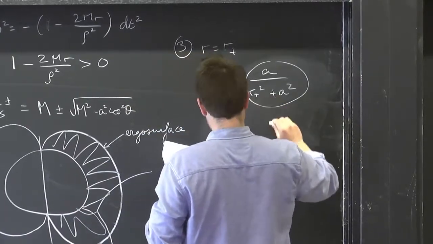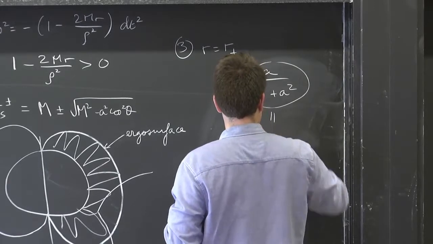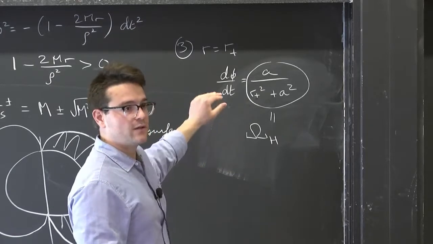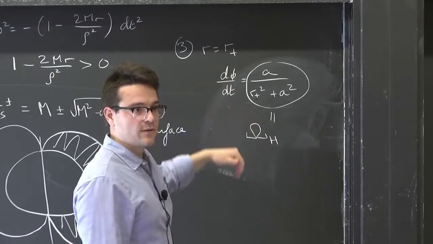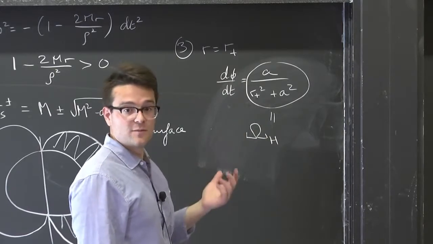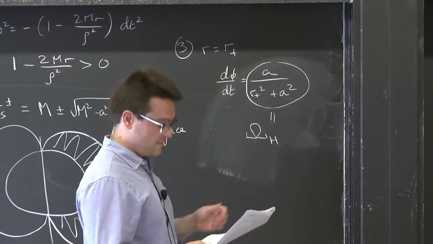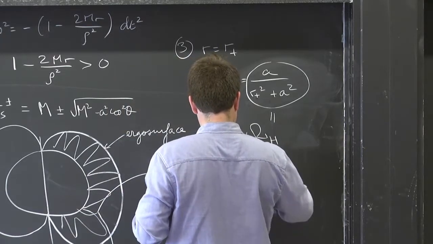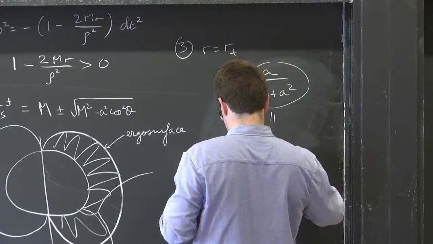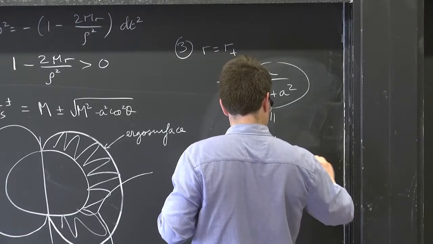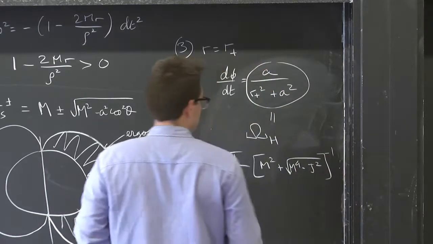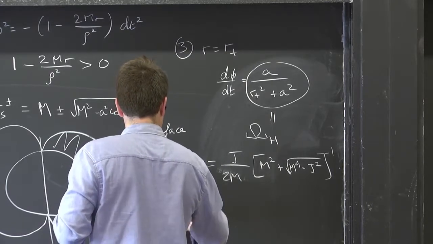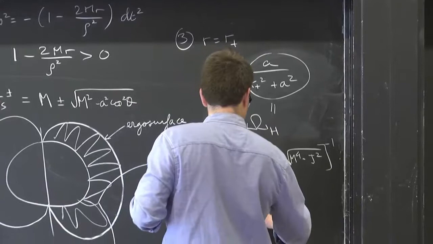This quantity is known as Ω_H, the angular velocity of the horizon. Because the horizon is a null hypersurface, it's ruled by null light rays, and they're all co-rotating with this speed. So you can think of this as the intrinsic speed of rotation of the event horizon. Explicitly, that's J over 2M times (M squared plus the square root of M to the fourth minus J squared) to the minus 1. At extremality, when the black hole has maximal spin, so a goes to M and J goes to M squared, this goes to 1 over 2M, if I didn't mess up.